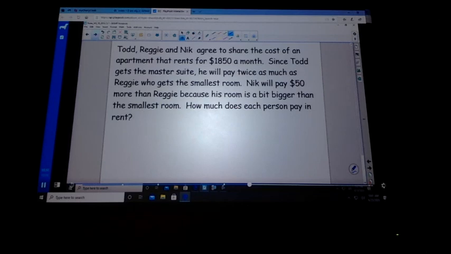This next one, Todd, Reggie, and Nick. So Todd plus Reggie plus Nick agreed to share the cost of an apartment, which is $1,850. But they tell us that Todd gets the master, so he will pay twice as much as Reggie. So Todd equals 2R. Because whatever twice what Reggie pays is what Todd's going to pay. Okay, and that's what we got from this here.